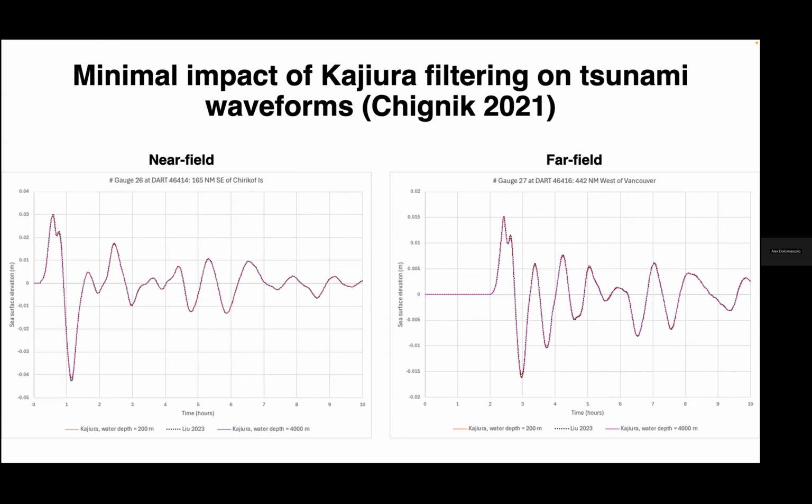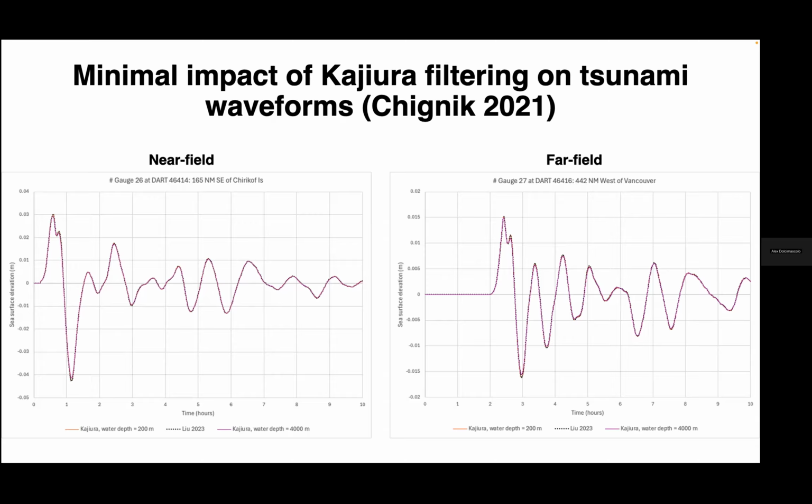In the near field, you can see some very slight differences when using the deeper representative water depth of 4,000 meters, which is consistent with stronger attenuation of those short wavelengths. But even there, these differences are quite small. And by the time the wave reaches the far field station, they essentially disappear altogether.